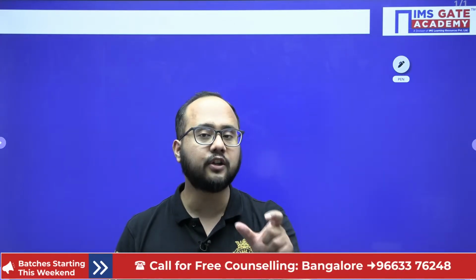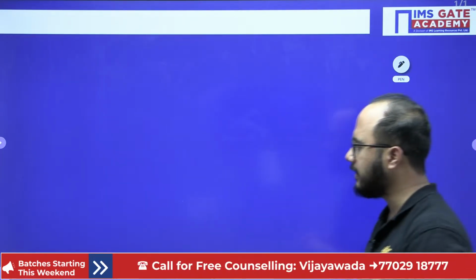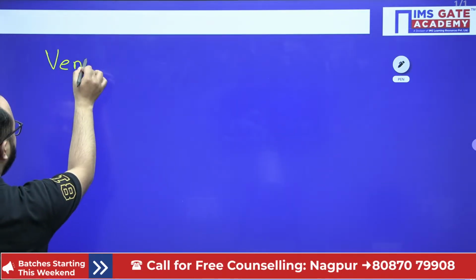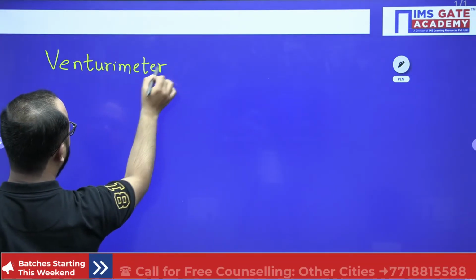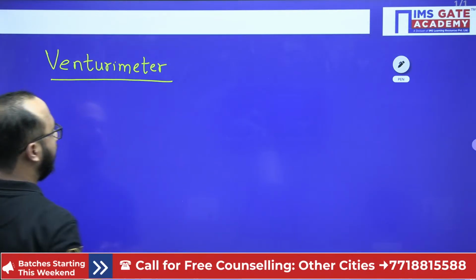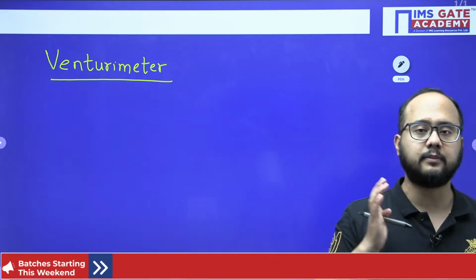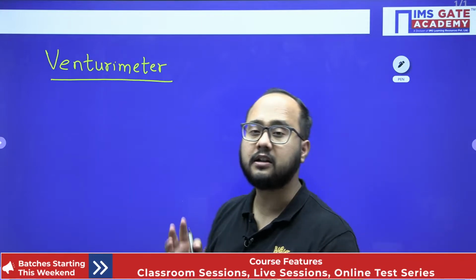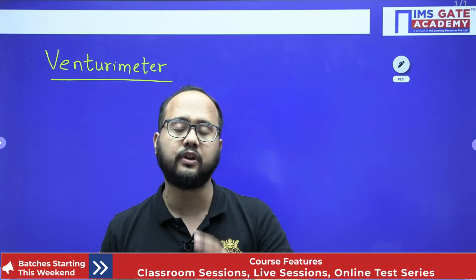So what is the function of Venturimeter? Anyone? Please try to answer. Okay. So what we are going to discuss is the Venturimeter. Now you should understand the purpose of the Venturimeter. Venturimeter is used to calculate the discharge of the flowing fluid.